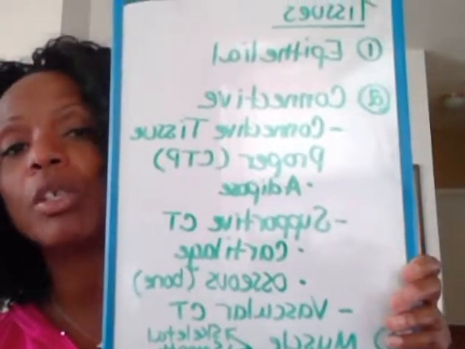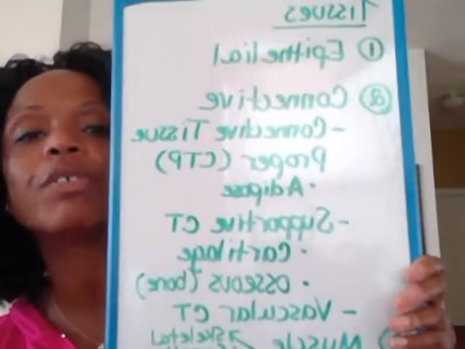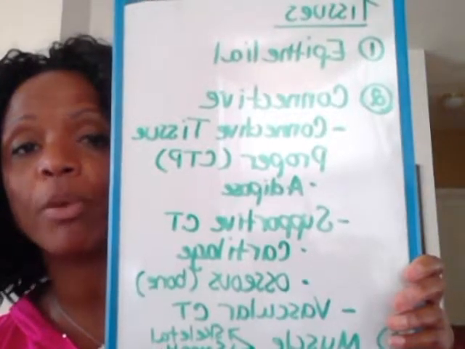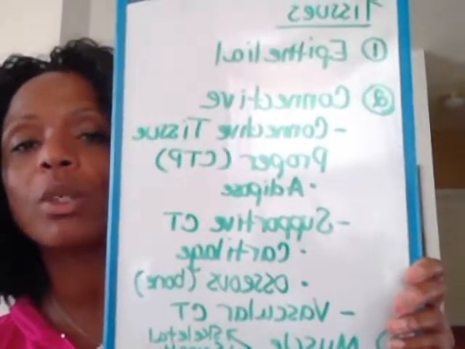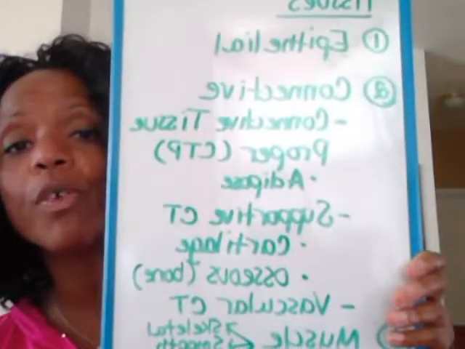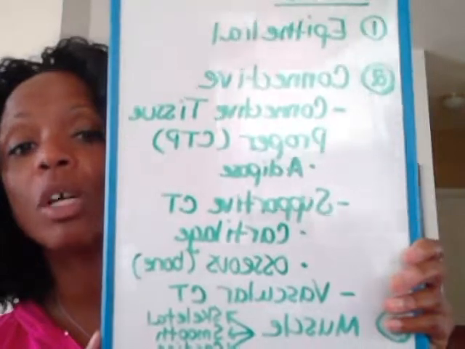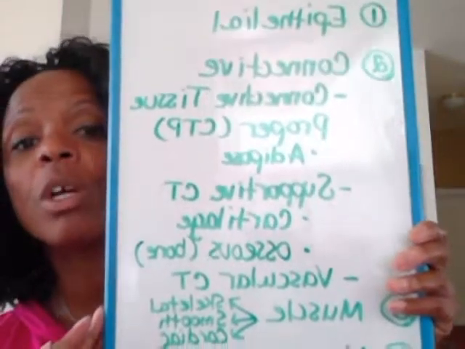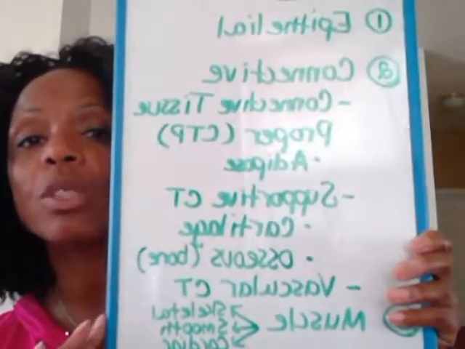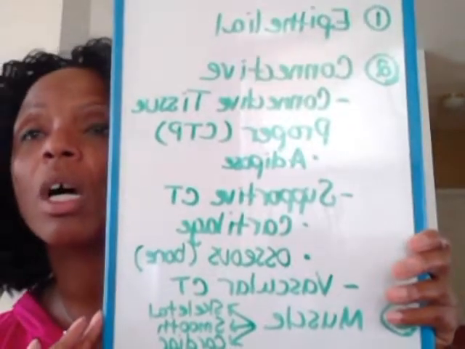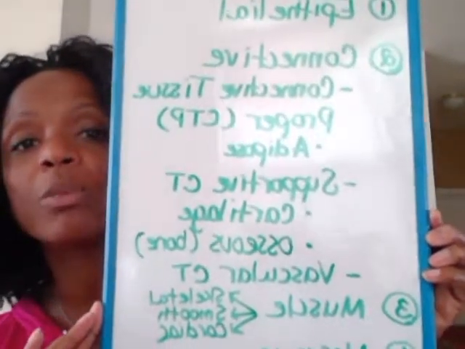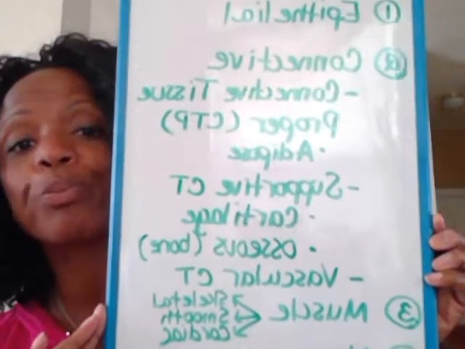Under the connective tissue proper, in your textbook, it goes over several different types of tissues within the connective tissue proper. We are only going to focus on adipose tissue, as you see outlined here. When we move on to the next type of tissue under connective tissue, we will focus on supportive connective tissue, and the 2 subcategories include cartilage as well as osseous tissue. Osseous tissue is what we commonly refer to as bone.